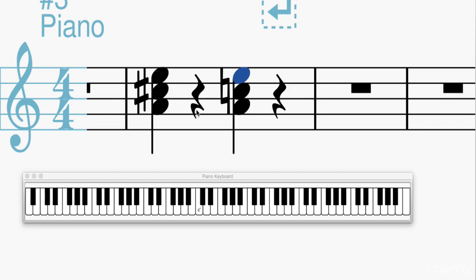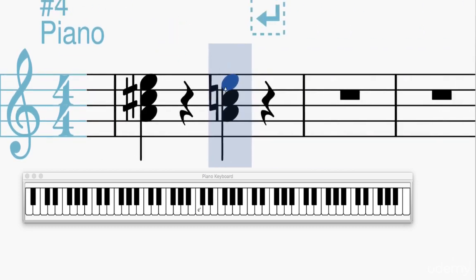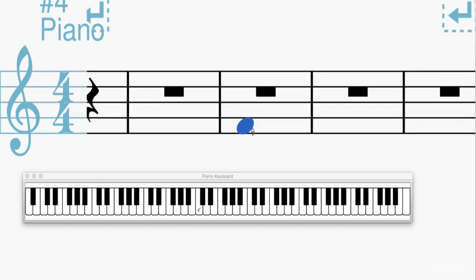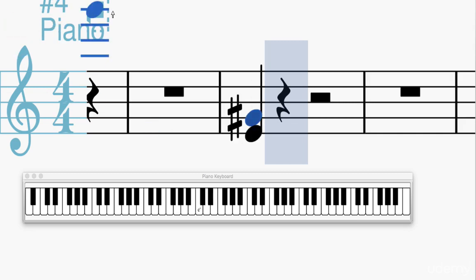If we don't know what the fifth is, let's just do it. Let's go up here and start on an E. How about that? Okay. I'm going to put two notes here. Okay. Now, let's finish out this chord. What do we need to do?